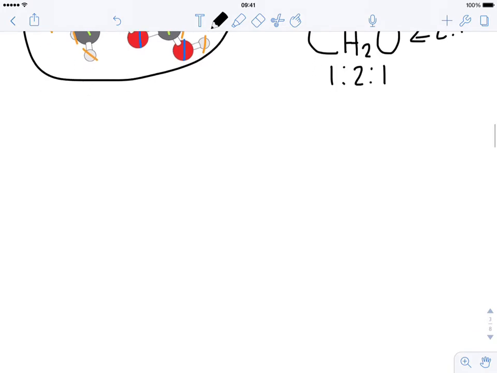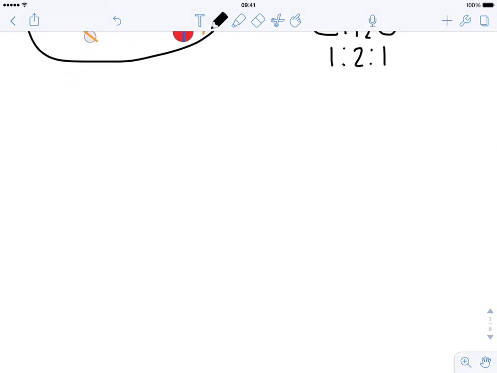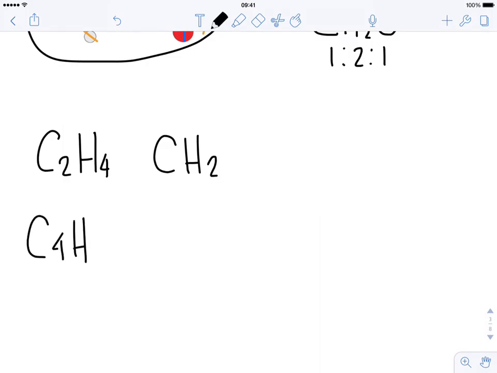So if I give you a list of formulas here, for example, C2H4, CH2, C4H8, and C6H12, and I ask you which one of these four is an empirical formula and which are molecular formulas, the question you need to ask yourself is, are any of the subscripts fully reduced? And if they are, that is your empirical formula. The ones that are not reduced would be molecular formulas.